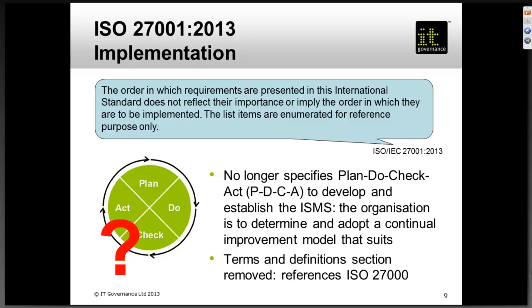The other change, which might not initially be a headline grabbing change, but we'll look at the consequences of it as we go through the session today, is that the terms and definitions section in 2005 has been removed, and it now simply, in the 2013 version, cross-references 27000 as a standard. Currently 27000:2012, of course. More of that later on.